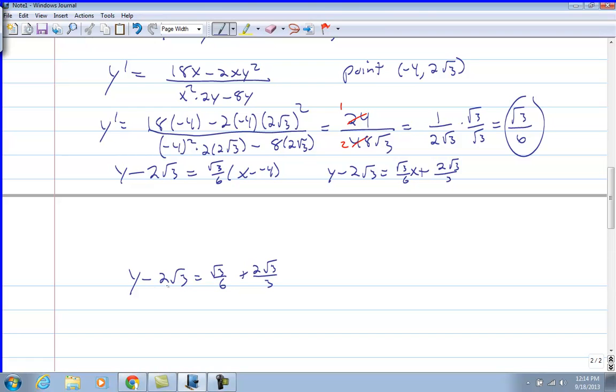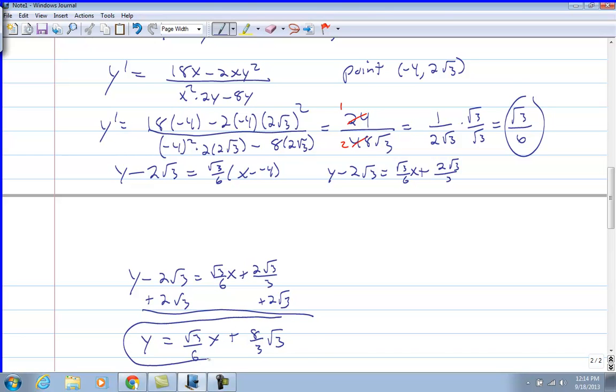If I add 2 root 3 to both sides, I have y equals the square root of 3 over 6 times x, plus 2/3 plus 2, so it's 2/3 plus 6/3, which is 8/3 times the square root of 3. And that's that problem.